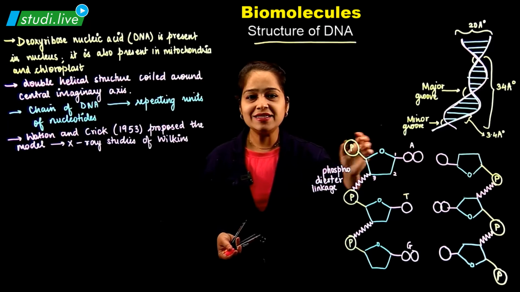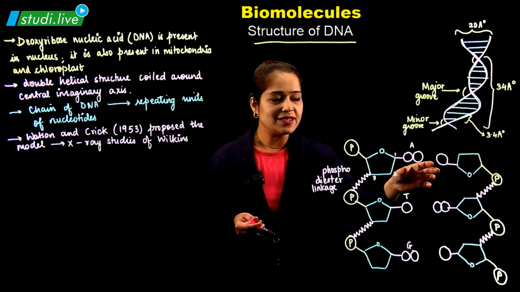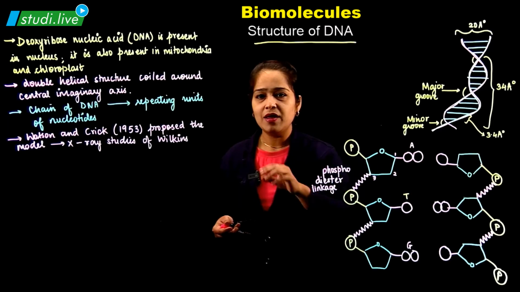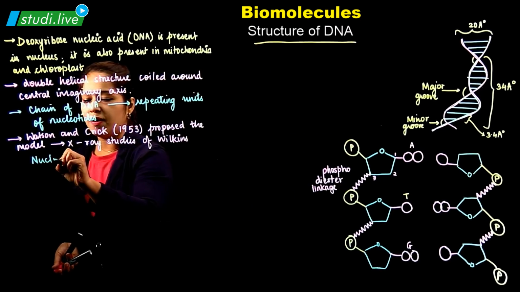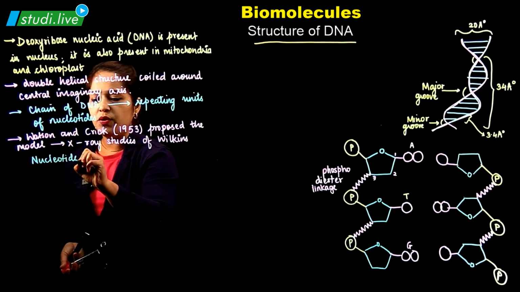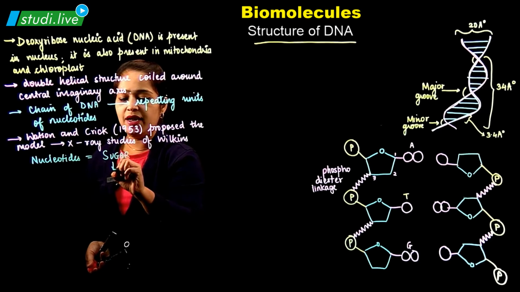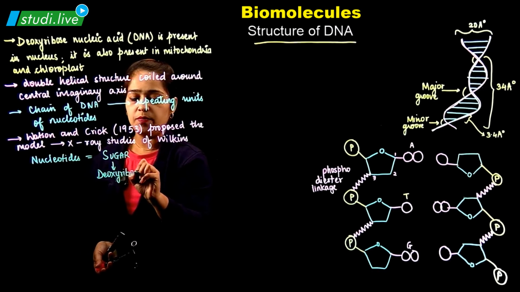Now these nitrogen bases are complementary, which means purine will always pair with pyrimidine. Let us see about the nucleotides first. Nucleotides are composed of three units, which are sugar. This sugar is always deoxyribose sugar.